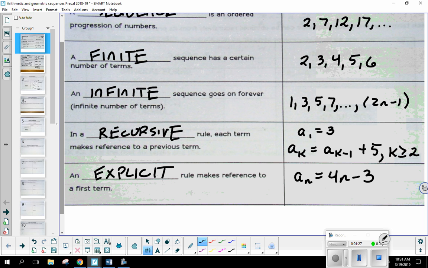But explicit, that is something completely different. That formula will immediately find any term number that you want. You don't have to know the previous one. And typically, it goes ahead and starts with the first one.